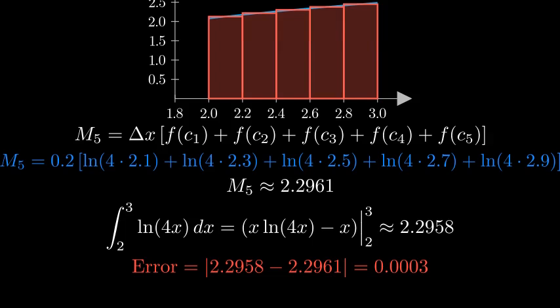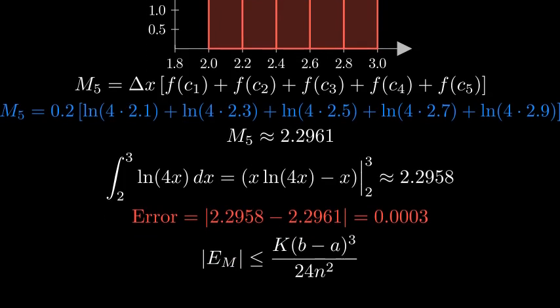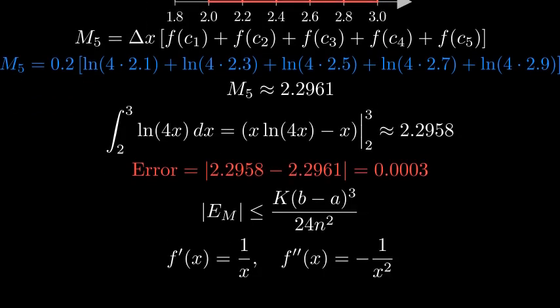Now suppose we do not know the exact area. We can still estimate how large n must be using the midpoint rule error bound. The bound is K times (b minus a) cubed over 24n squared. We need K, the maximum of the absolute value of the second derivative of f of x equals natural log of 4x.